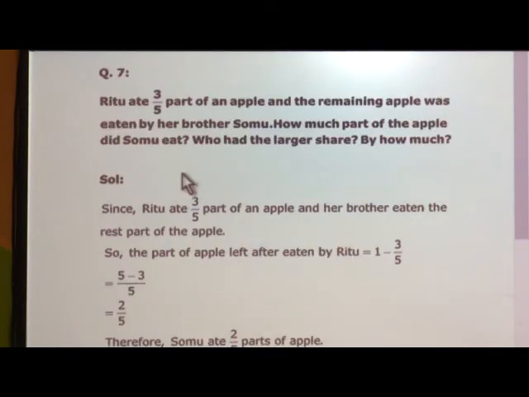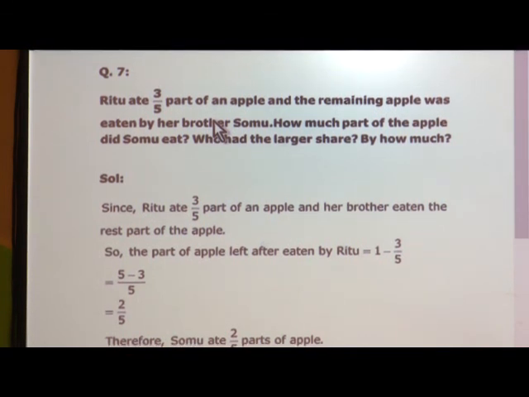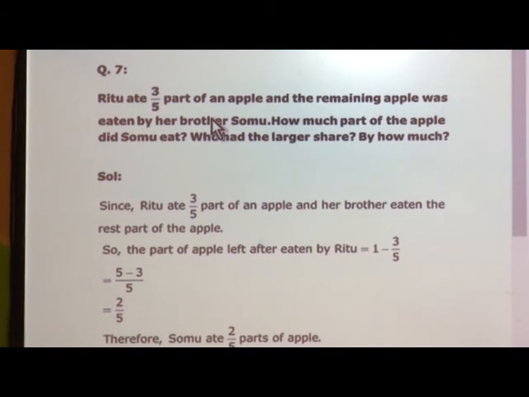Suppose you are Ritu. Ritu ate 3/5 parts of an apple and the remaining apple was eaten by her brother Somu. I do not know the quantity of the apple. We have been given only one fraction, what Ritu ate. So, there will be one whole apple, and we write it as 1.